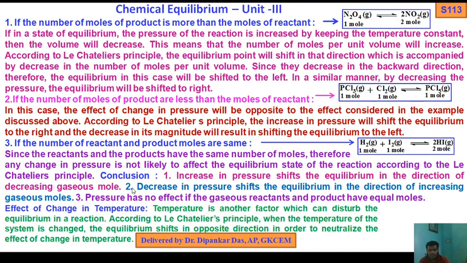So, the conclusion. Number 1, an increase in pressure shifts the equilibrium in the direction of decrease in gaseous moles. Number 2, a decrease in pressure shifts the equilibrium in the direction of increasing gaseous moles. Number 3, pressure has no effect if the gaseous reactants and products have equal moles. Okay, so these are the conclusions regarding the change in pressure.